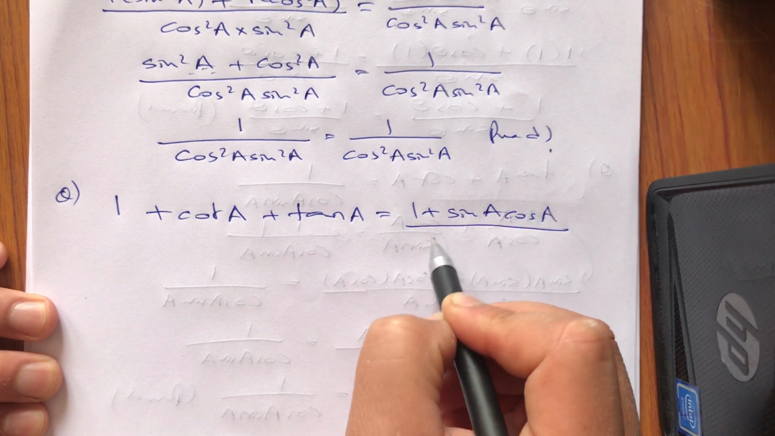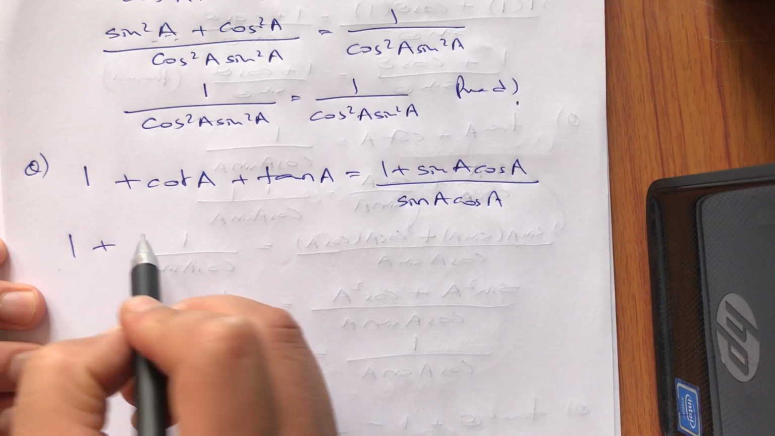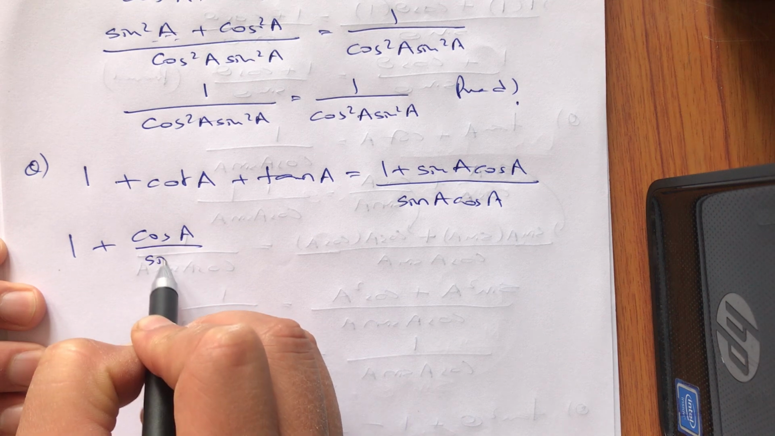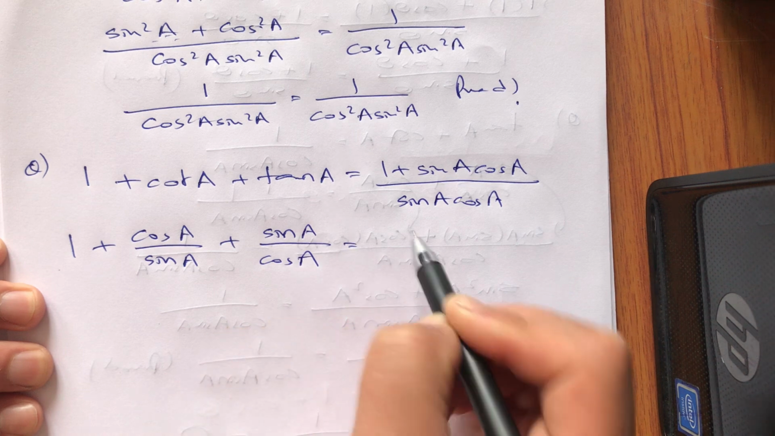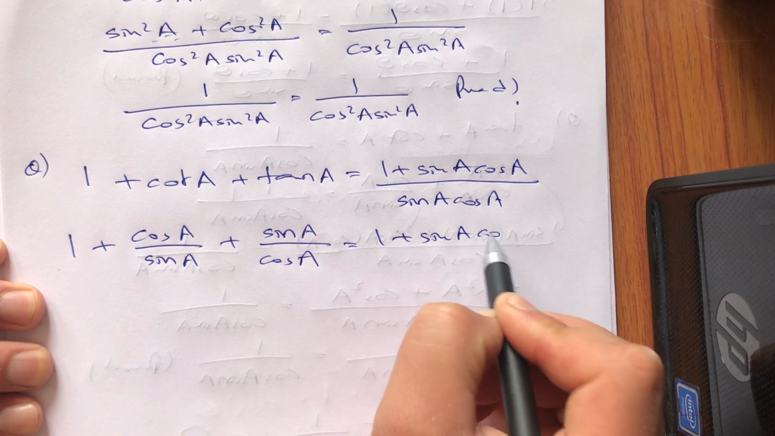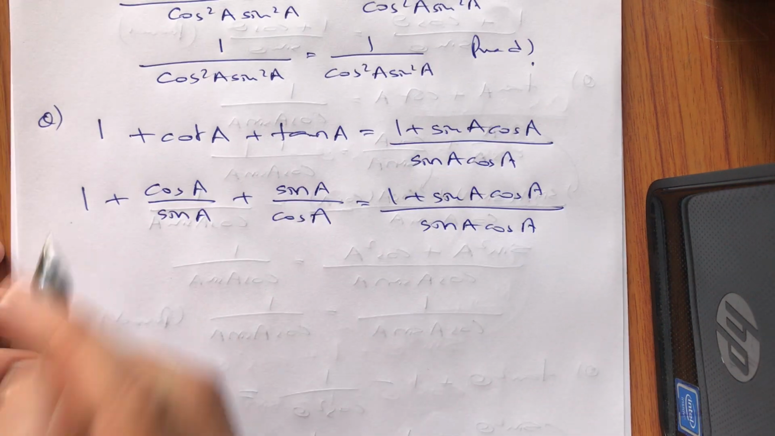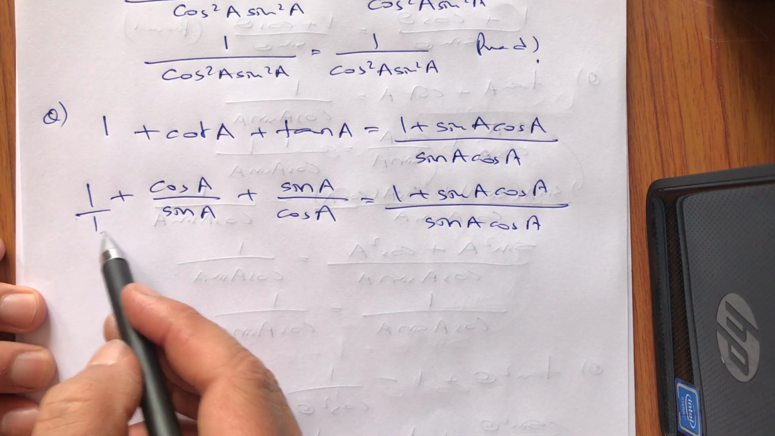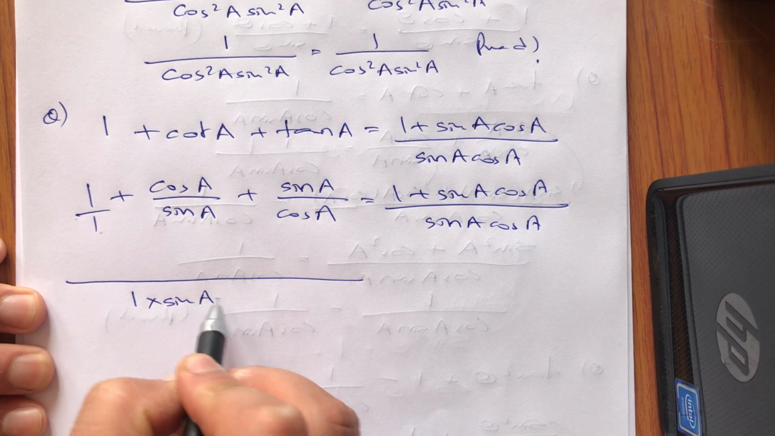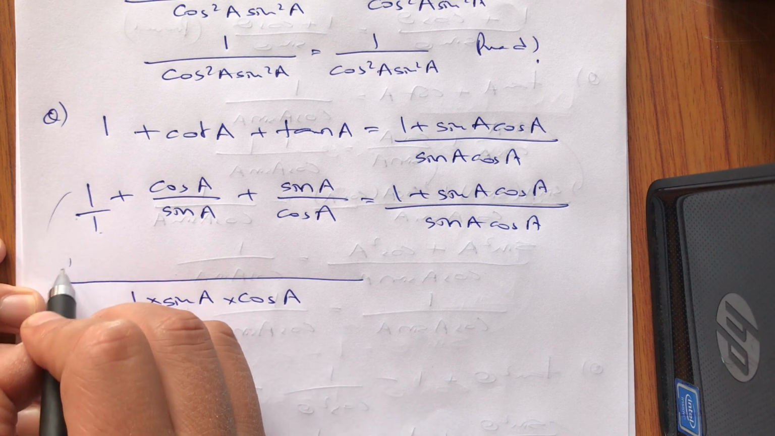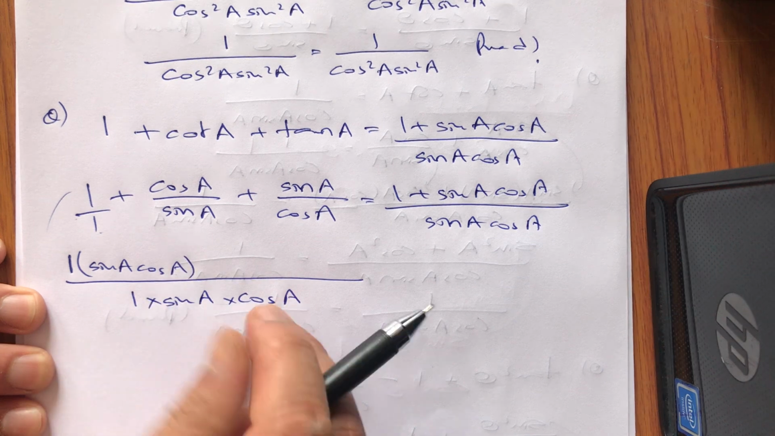Okay, divided by sine A, cos A. So then what do I get? I get 1 plus cot A, which is cos A by sine A, plus sine A by cos A, is equal to 1 plus sine A cos A divided by sine A cos A. So there is nothing more advisable; I put a 1 and I need to find the LCM, addition, subtraction. So what do I get? We get 1 into sine A into cos A. So I put the 1 and then 1 out, I have sine A cos A, both of them will come.